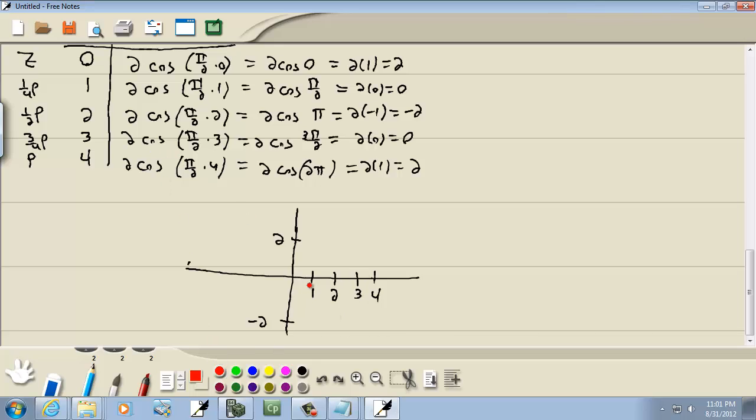Okay, plot our points. We got 0, 2. We got 1, 0. 2, negative 2. 3, 0. And 4, 2. And then draw a little curve there, like that. And if I were to complete it, it'd go down like that, and so on. But anyway, that's our graph.